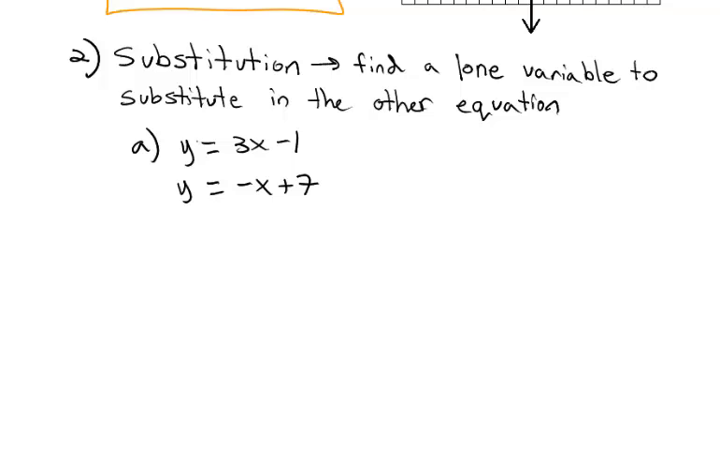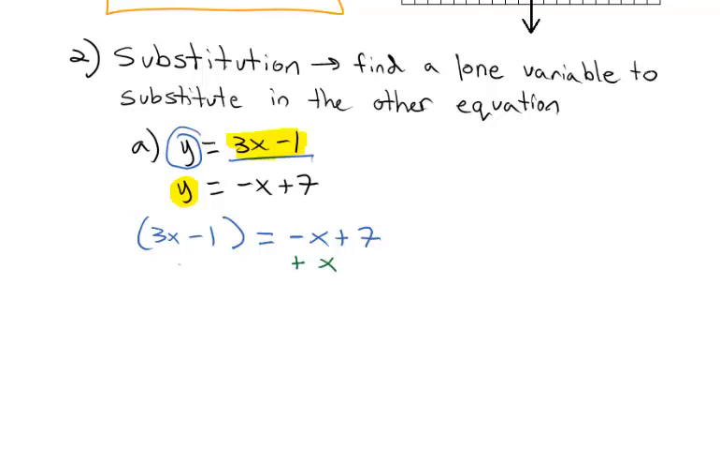Now what we notice is we've got this y equals stuff. That means in the other equation, I can replace the y with the stuff. So it's y, which is going to be replaced with 3x minus 1, equals negative x plus 7. Notice I've replaced the y with the stuff it equals. Then I can just solve this equation. The parentheses really aren't needed because there's nothing to distribute.